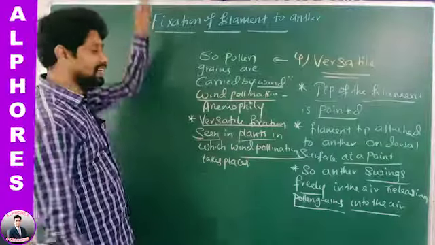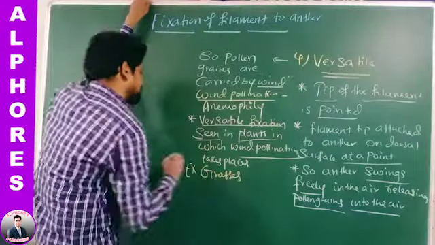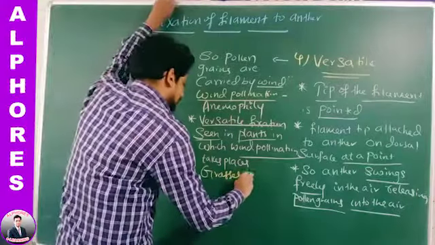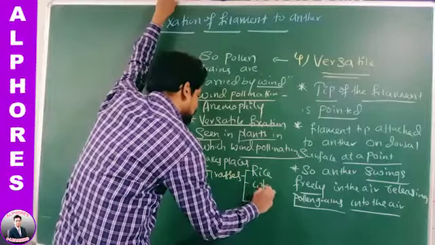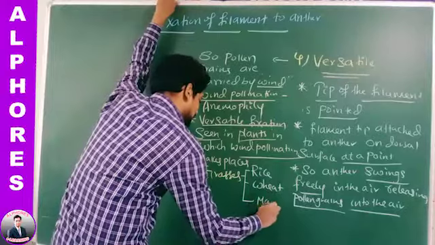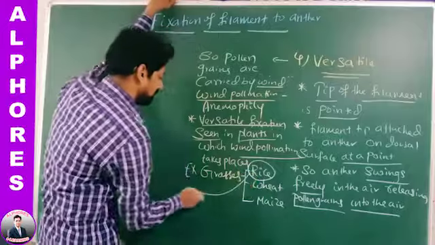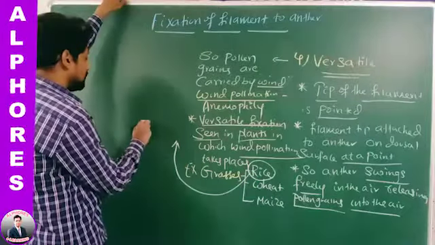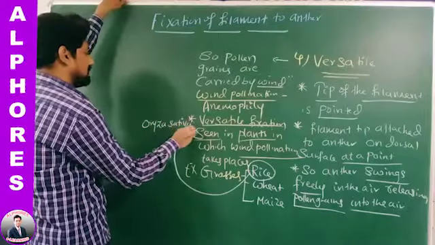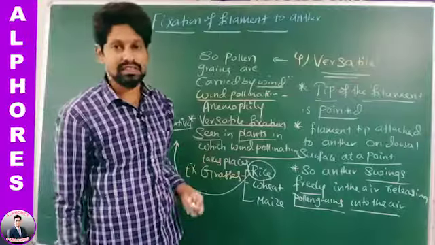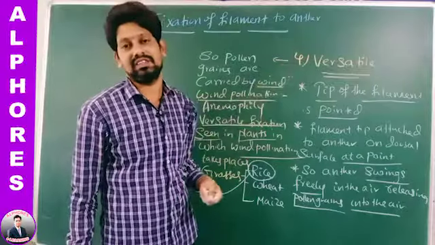Now I am writing examples for versatile fixation: grasses. For grasses, I am writing examples: rice, wheat, maize. I already told you the scientific name of rice, sir. The scientific name of rice is Oryza sativa. Therefore, rice, wheat, maize are grasses in which you can see versatile fixation.